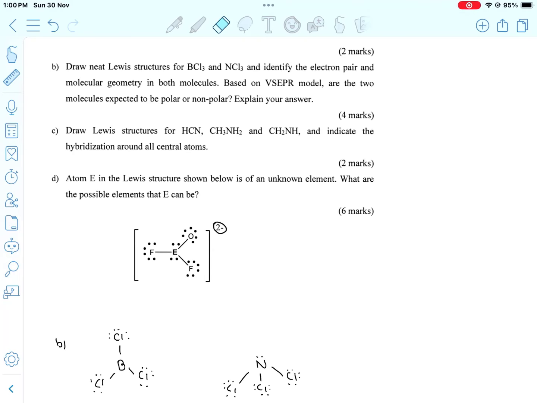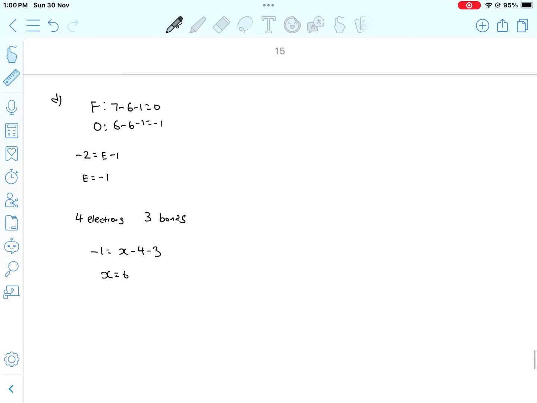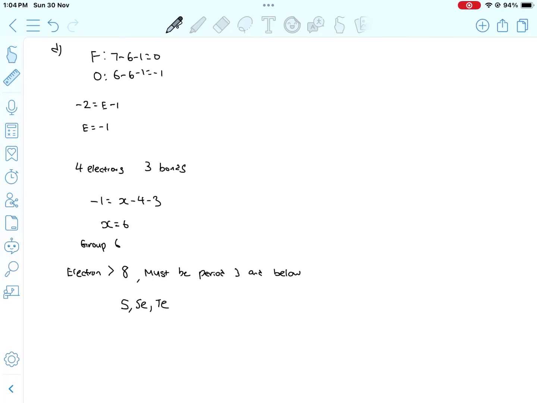So the next thing to do after finding the formal charge would be to find how many electrons E has, like how many lone pair electrons and how many bonding pair electrons. So there's 4 lone pair electrons and 3 bonds. Then we'll use the formula for finding formal charge to get which group E can be. So -1 would equal X - 4 - 3. So X would have to be equal to 6. So X must have 6 valence electrons for this equation to work. And hence it will be group 6.